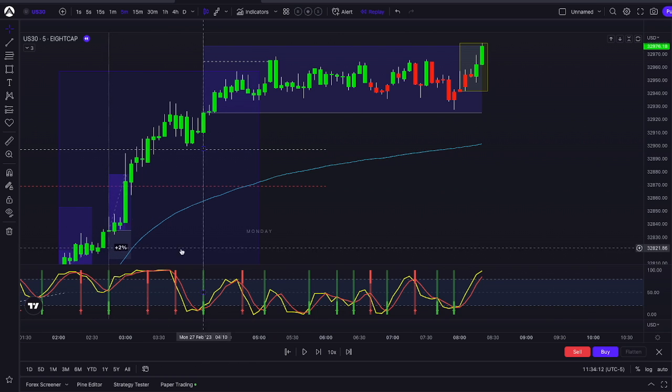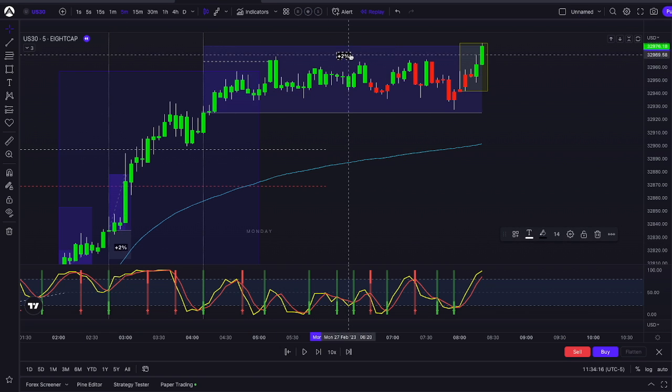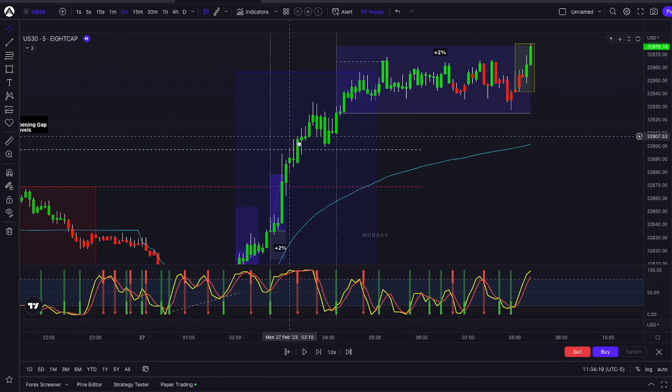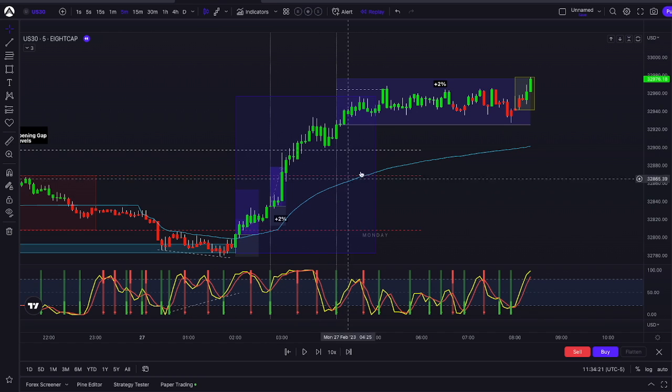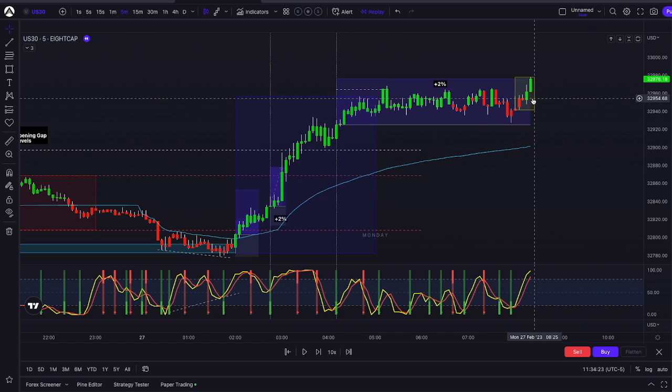And right here at 8:20 we just hit our take profit, making this also another winning trade right here. Another 2% profit for the day, making this a total net profit of 4% before we even received our first entry during the New York Killzone.